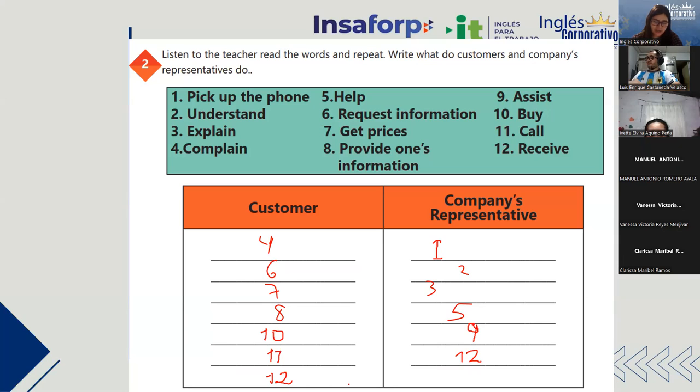Question. Any question here? No question. Y pueden ir las dos ahí. O sea, sure. Tanto en el customer como company's representative. El 12. Sure. Because both receive. Sí, one receives information. ¿Se puede repetir en los dos cuadritos? Yeah, no problem. So one receives information and the other receives complaints, right? So both receive.